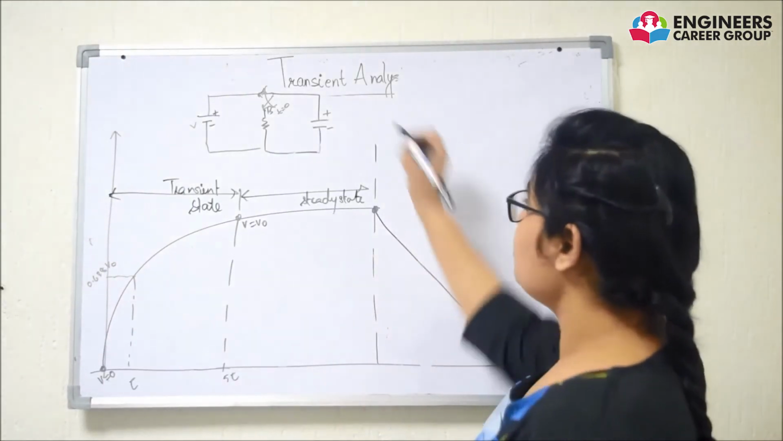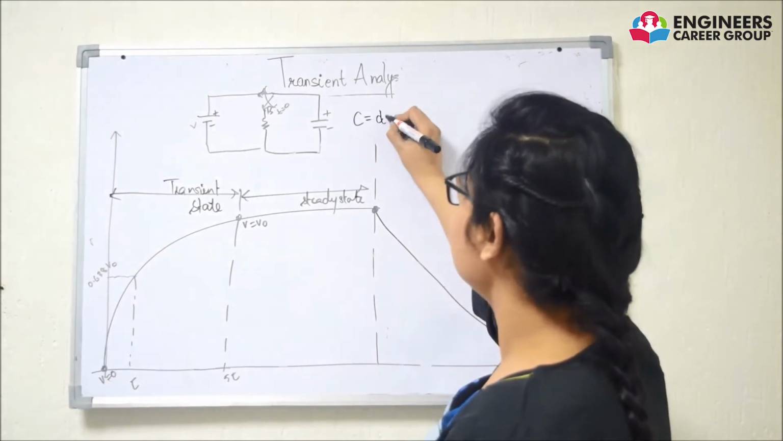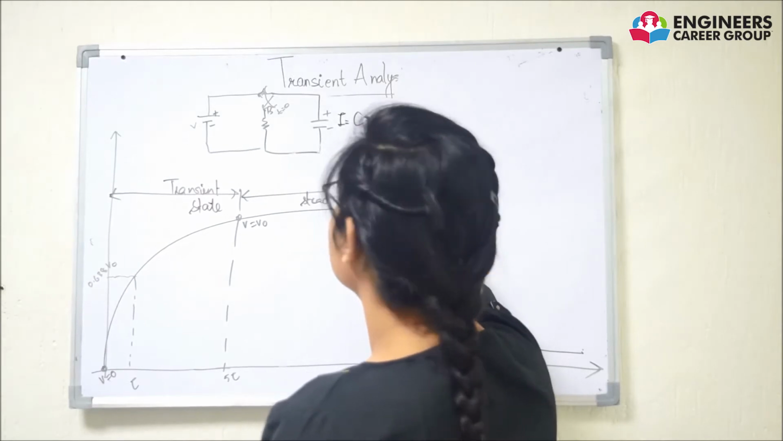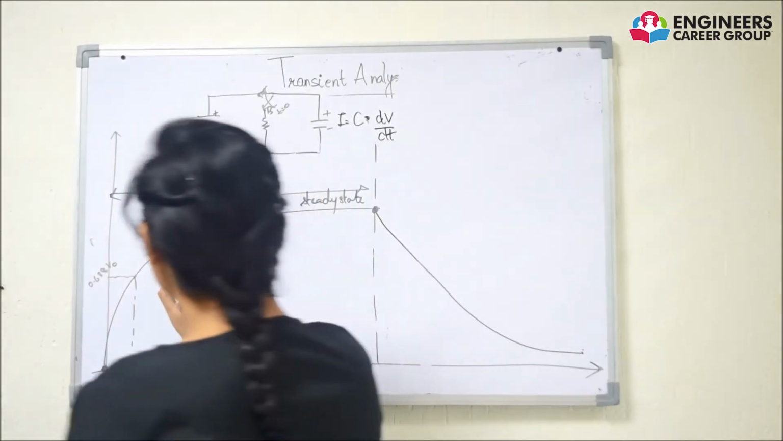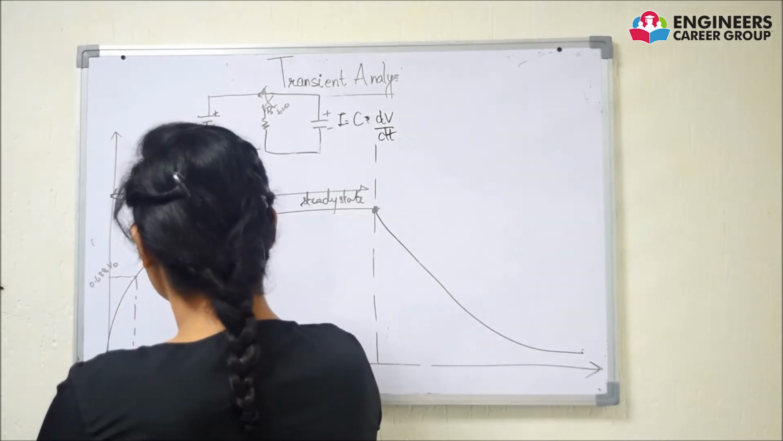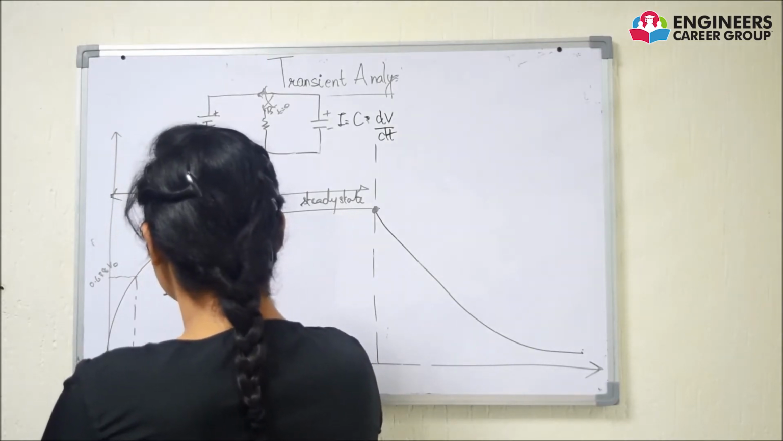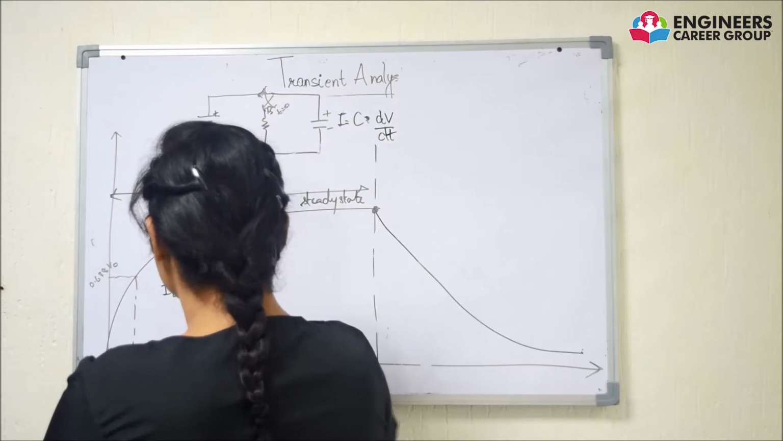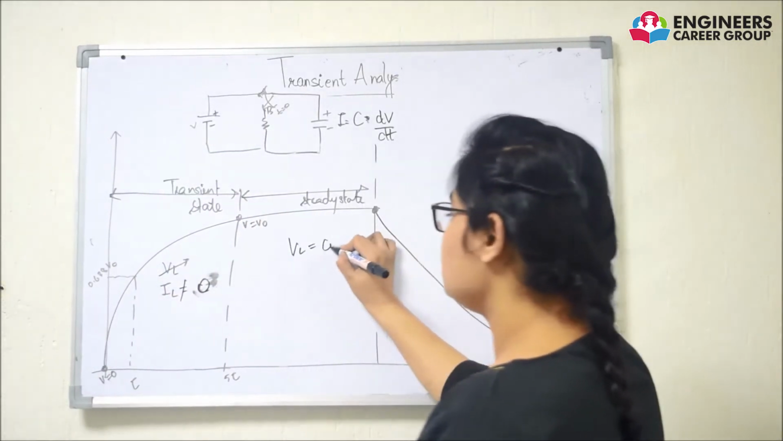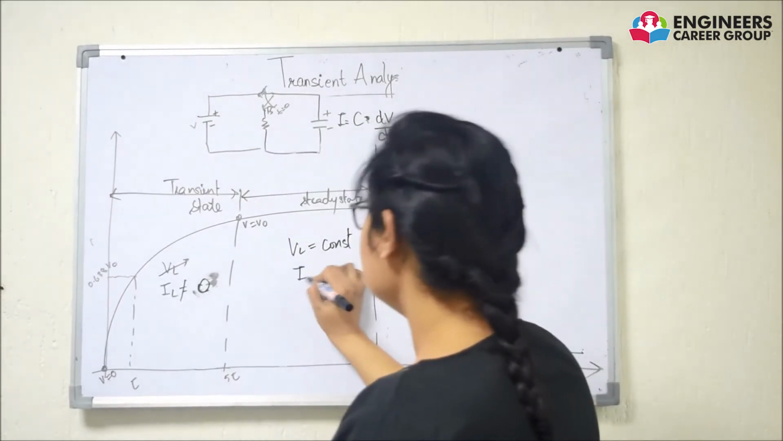Now we all know I is equal to C dV by dt. Therefore, if voltage is variable in this state, the current here is a changing value. There will be a current which is not equal to 0. Here V is equal to constant. Therefore, current will become 0.